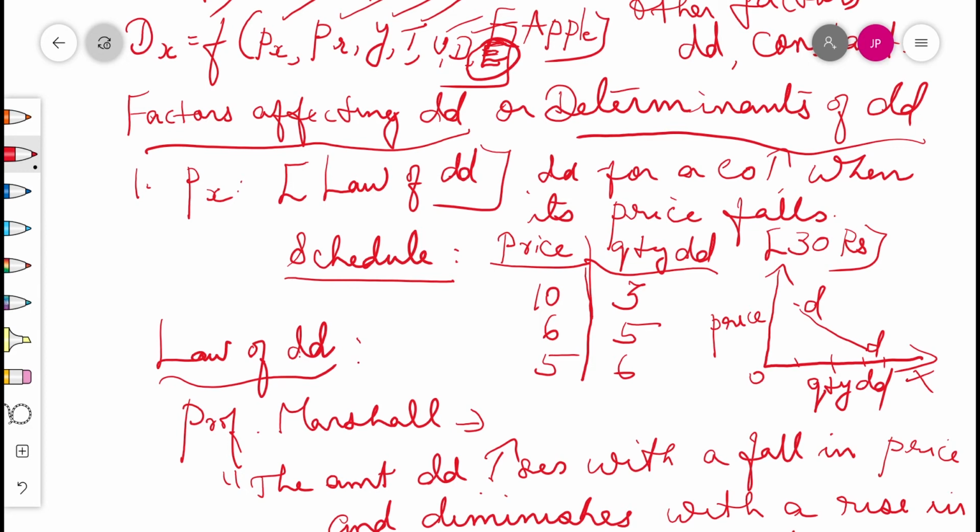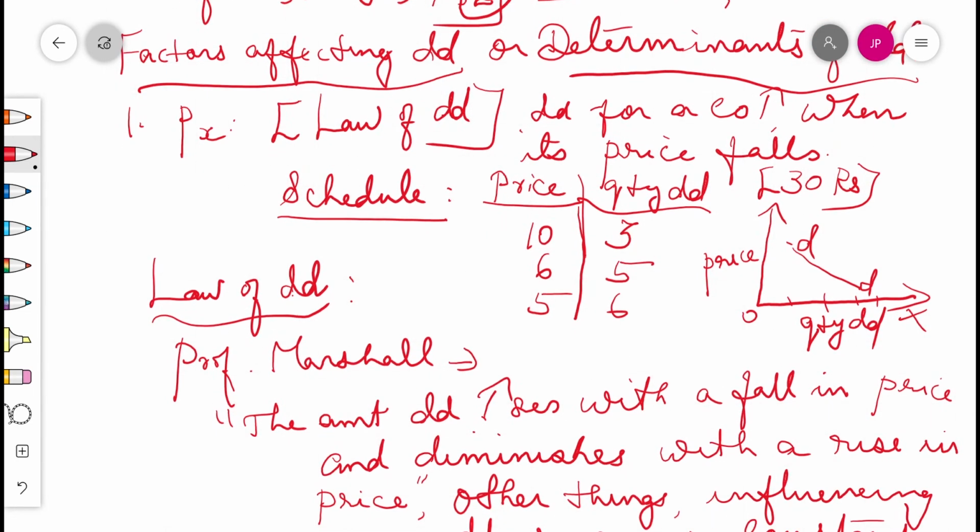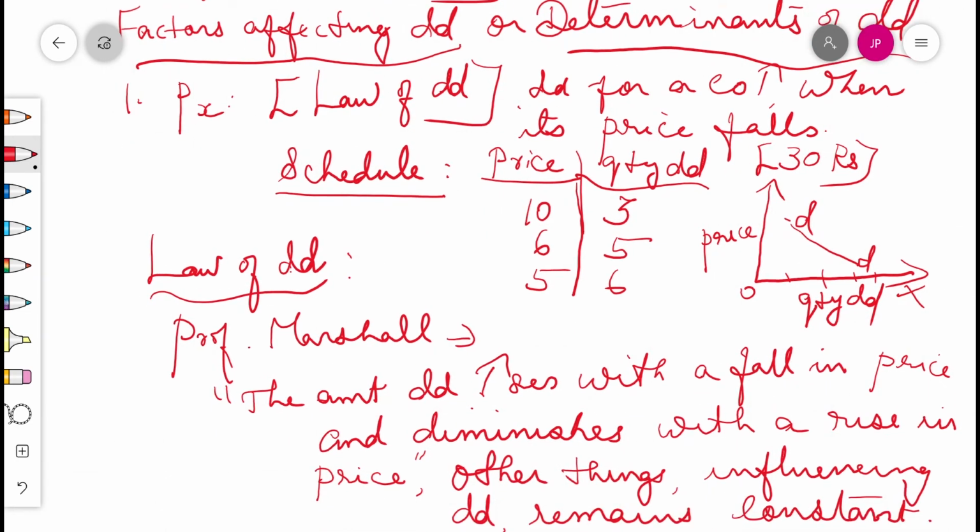We already learned demand, which has been made a law by Professor Marshall, and it's a very sure question. What is law of demand? According to Professor Marshall, law of demand states that the amount demanded increases with a fall in price and diminishes with a rise in price. Other things influencing demand remain constant. And this can be explained with this schedule and diagram.